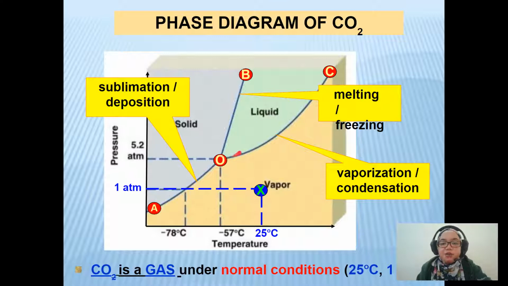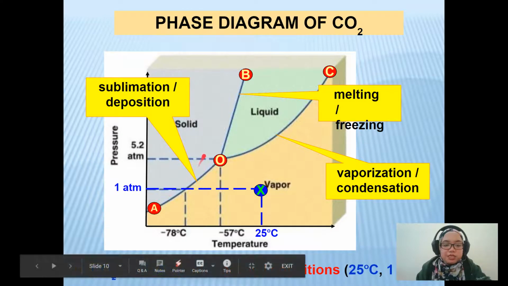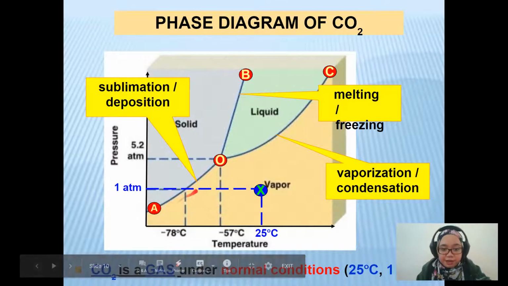Okay, line O to C, this liquid-gas equilibrium line, is where the liquid and gas exist in equilibrium, which means this is the line where the vaporization and condensation points are at. Line O to A is the solid-gas equilibrium line. This is where the sublimation and deposition points are at.